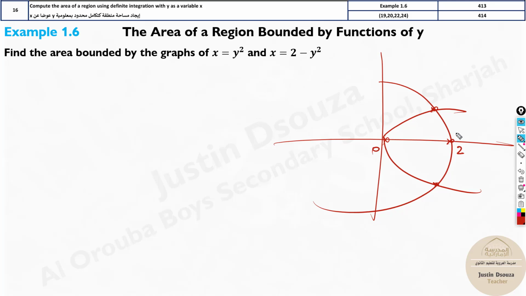But which is the right equation now? The right side here should be 2 minus y squared. The left side is y squared. Let's find the points of intersection. We need both the points now.